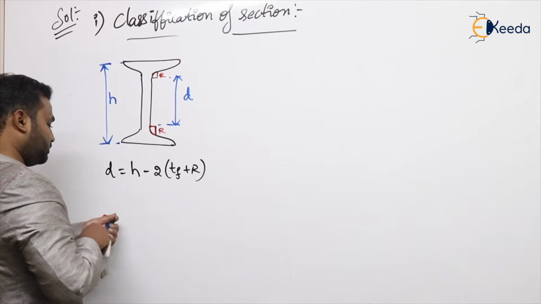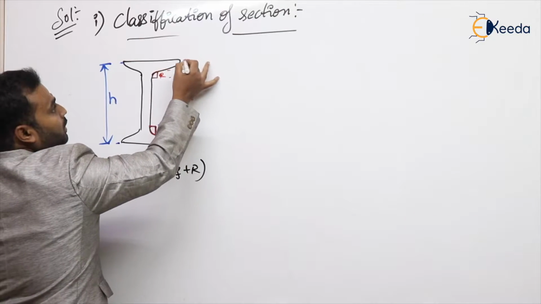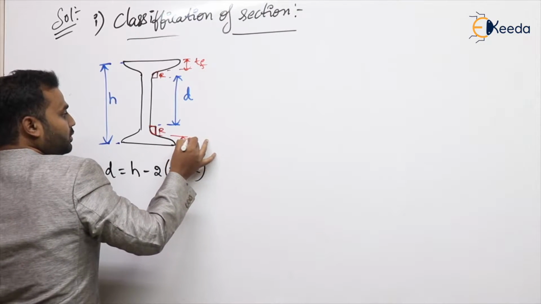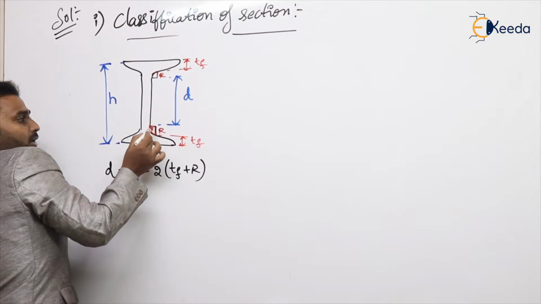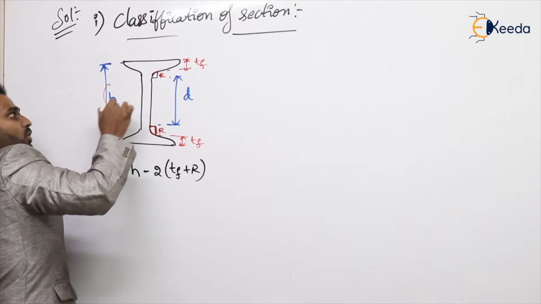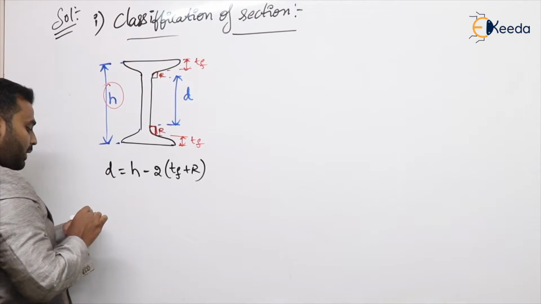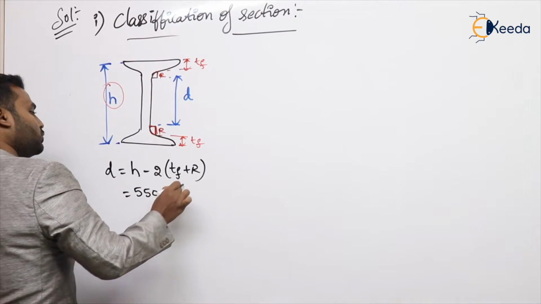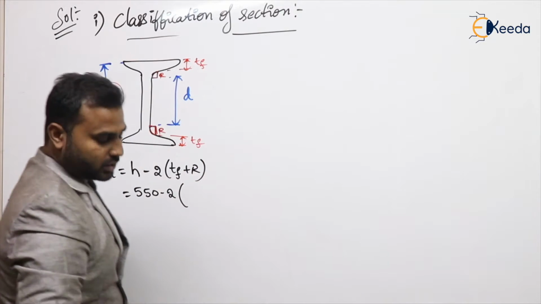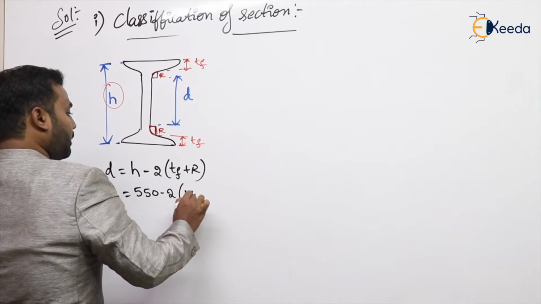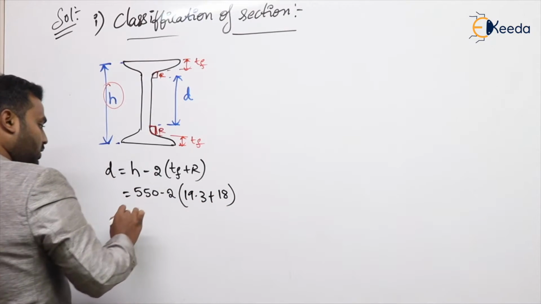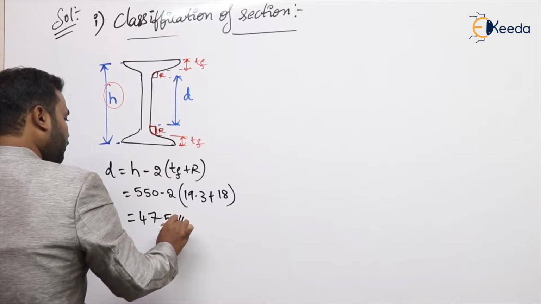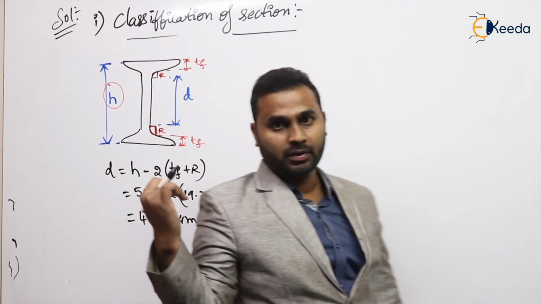As we know, this is the thickness of the flange. Here also same scenario, this is the thickness of the flange. So by subtracting root radius and thickness of the flange at top and bottom from this overall depth, we'll get the depth of the web. Now depth of the web comes out to be 550 minus 2 into TF. TF is how much mentioned in the question? TF is mentioned as 19.3 plus root radius is 18. So upon simplifying this, we'll get the depth of the web as 475.4 mm. So this is the depth of the web.